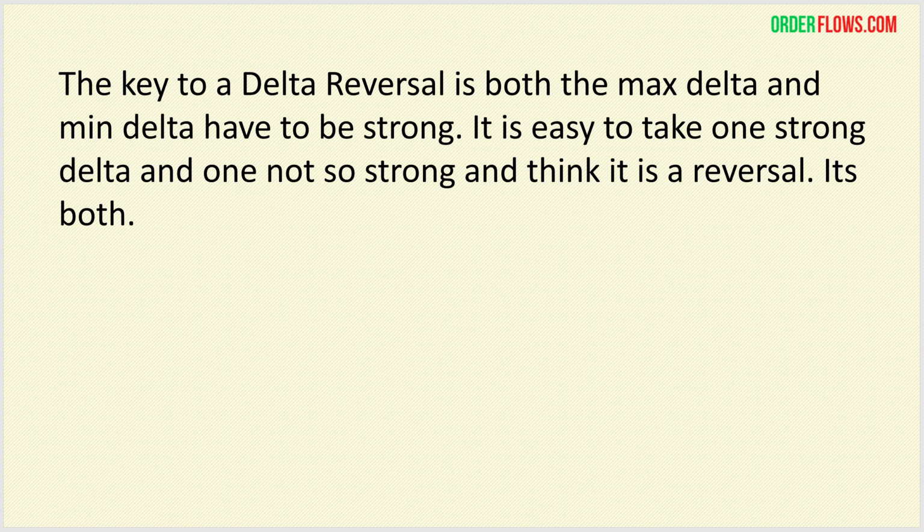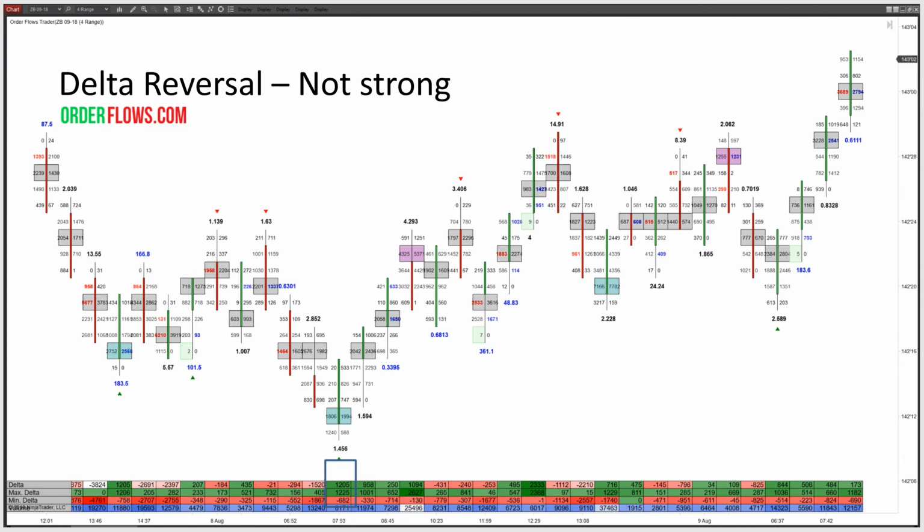Now, the key to a delta reversal is both the max delta and the min delta should be strong. It's easy to take one strong delta, either a positive delta, and one not so strong, and think it's a reversal. It really needs to be both. And what do I mean by that is like this. Can you take this? Would you consider it?